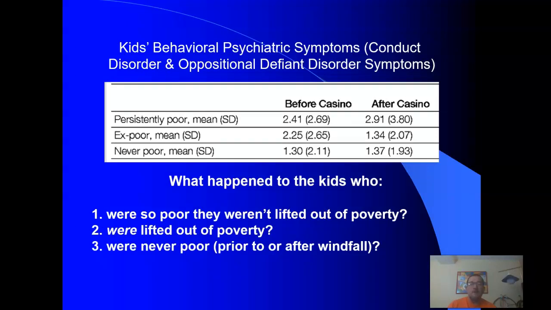So we have three groups of kids here. We have kids who were so poor to begin with prior to the casino that they were still poor. They were still below the poverty line even after that big windfall. And you will notice, oh, by the way, higher scores here are worse. These are kids who get into trouble more. They're diagnosed more often with conduct disorder, oppositional defiant, basically what most teachers call a bad kid. This kid's a troublemaker is what most teachers would say.